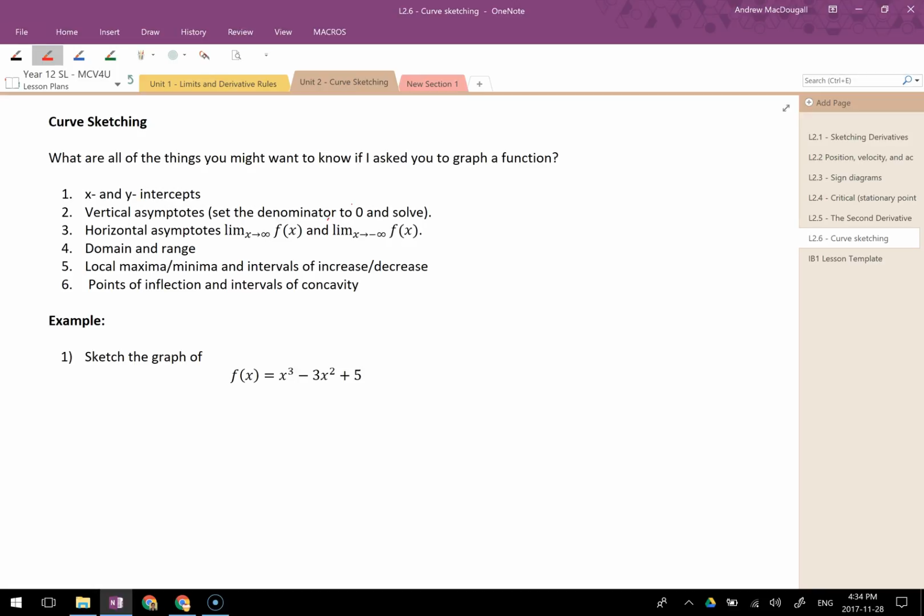Domain and range. If you know your asymptotes, you might have an idea about the domain, for sure for vertical asymptotes. Range, really, you can think about what are valid outputs. Let's leave that one for now. Local max and min and intervals of increase and decrease we get from the first derivative. And points of inflection and intervals of concavity we get from the second derivative. If you know all of these items, you will sketch a pretty accurate representation of your function.